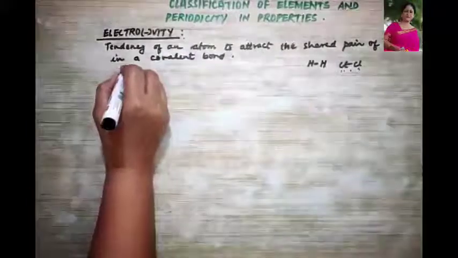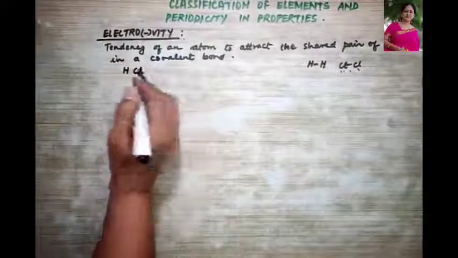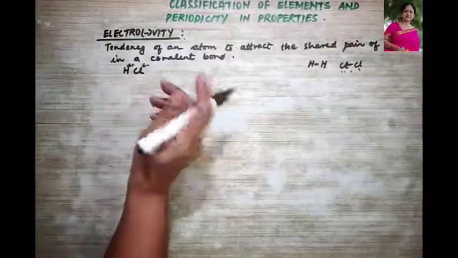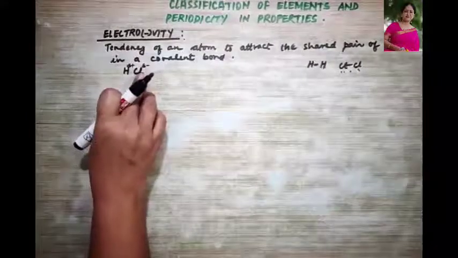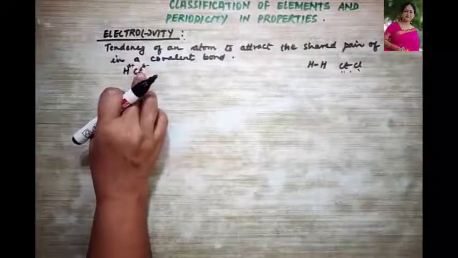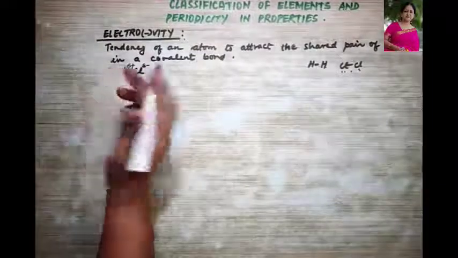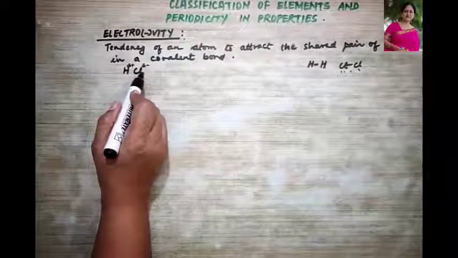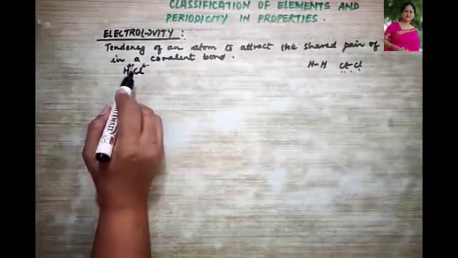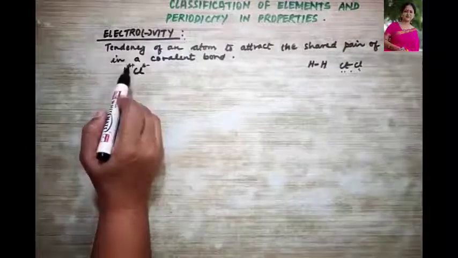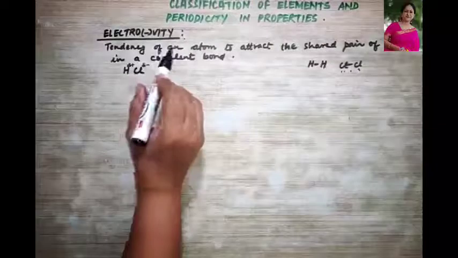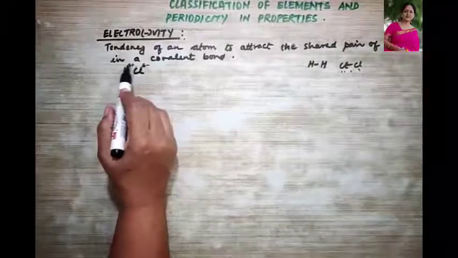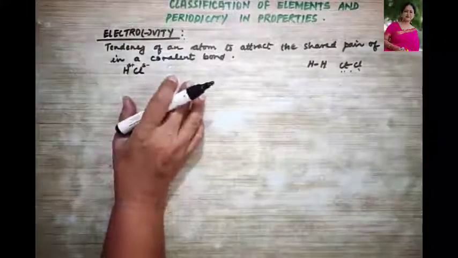But let's talk about HCl. What do we know over here? That hydrogen has a slight positive and chlorine has a slight negative charge. That also means that chlorine is more electronegative than hydrogen, or we may otherwise say that hydrogen is less electronegative than chlorine. Thus, a proper polar covalent bond will be formed over here with certain charges present on it, right?